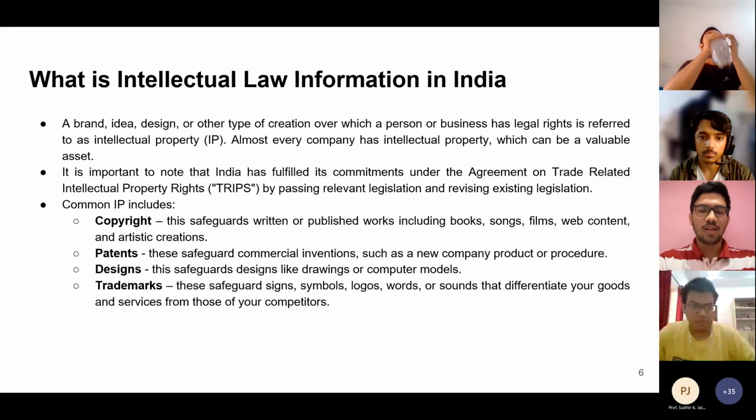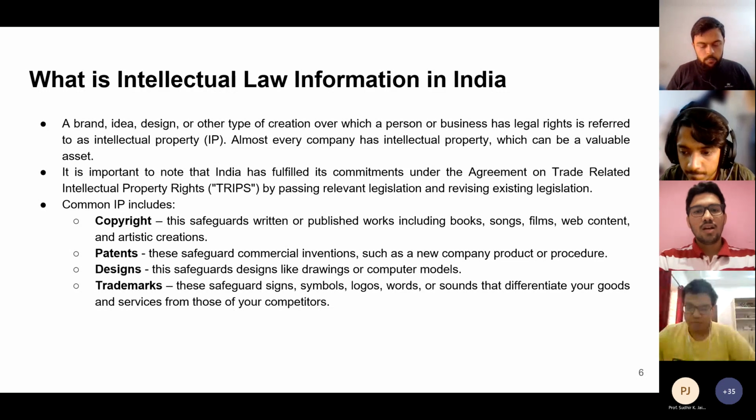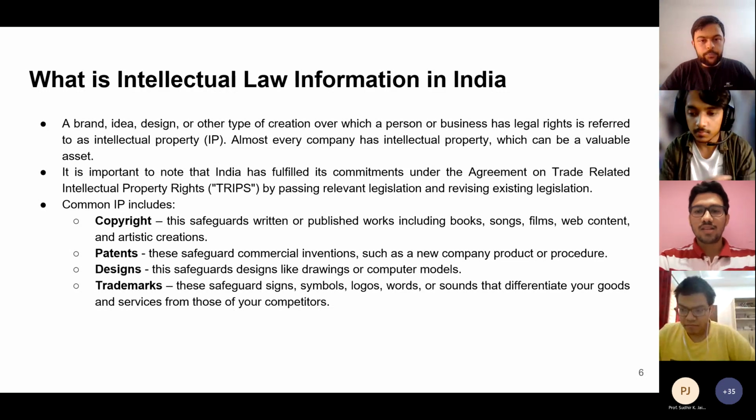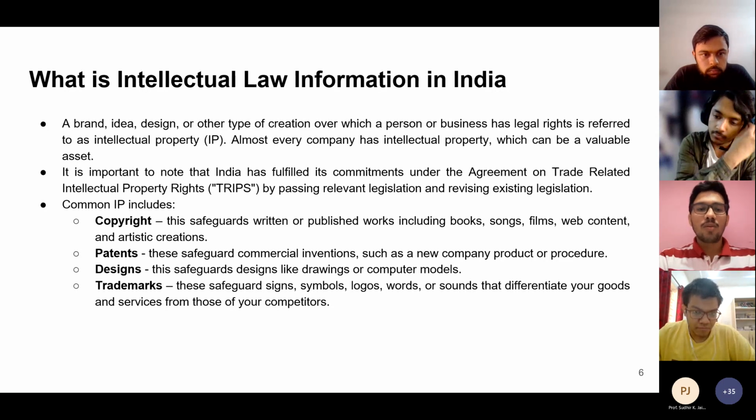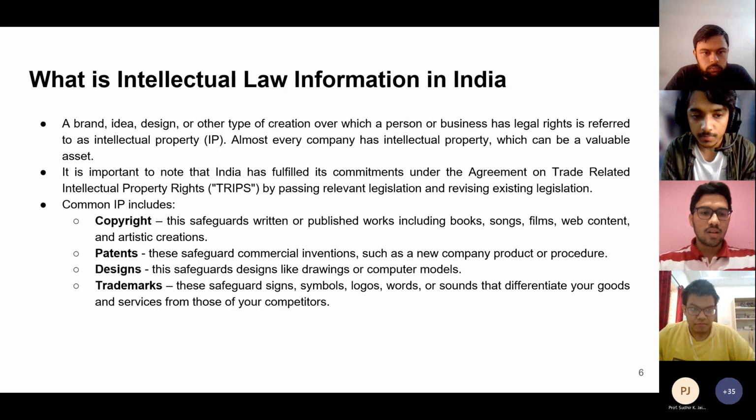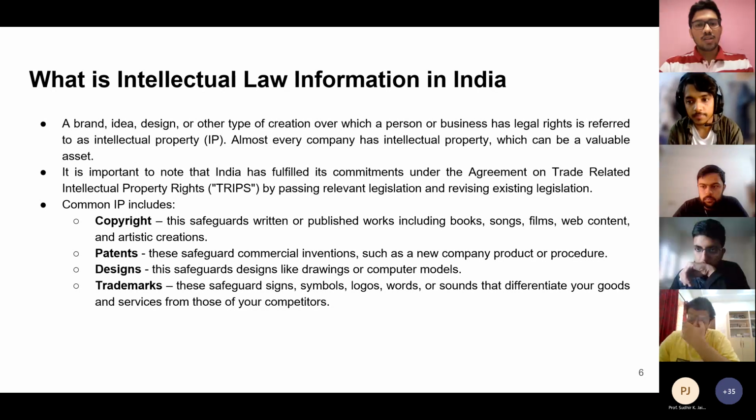What is intellectual property? Any brand, idea, design, or other type of creation over which an individual or any business has legal rights is referred to as intellectual property. In today's world, almost every company has intellectual property, which is a valuable asset to the company or individual which owns it. It is important to note that India has fulfilled its commitment under the TRIPS agreement, which is Trade Related Aspects of Intellectual Property Rights, by passing the relevant legislation and revising existing legislation.